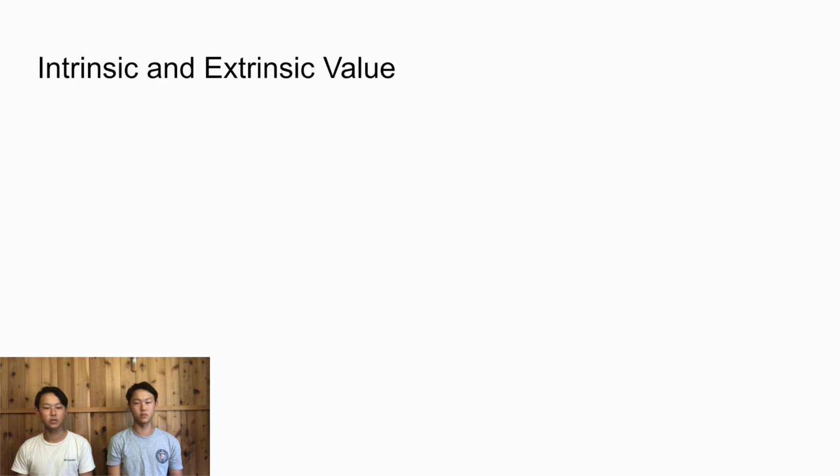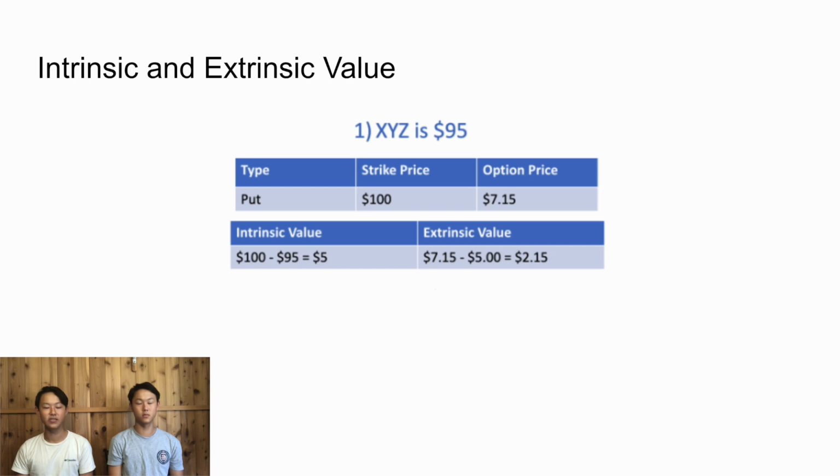Now let's look at some examples of how to find intrinsic value and extrinsic value. If XYZ is $95 and I own a put with a strike price of $100 and an option price of $7.15, I can find the intrinsic value by subtracting the market price from the strike price of the option. $100 minus $95 is $5, so the intrinsic value is $5. I can find the extrinsic value by subtracting the intrinsic value from the option price. $7.15 minus $5 is $2.15, so the extrinsic value is $2.15.